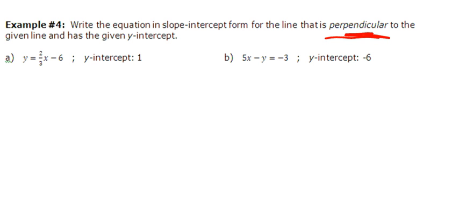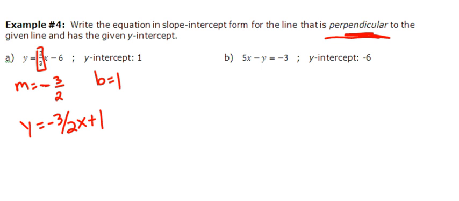It means opposite reciprocals. So if the slope of this line is positive 2/3, the slope of my line has to be negative, and I have to flip the fraction. So it's negative 3/2. Once I find the slope, it's just like parallel lines. I have the slope. I don't use this equation for anything else. My y-intercept, they're telling me, is 1, so I can write it in slope-intercept form right away. Y equals negative 3/2 x plus 1.